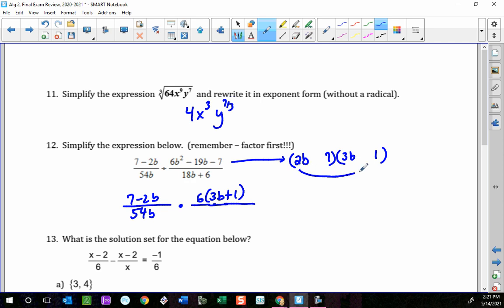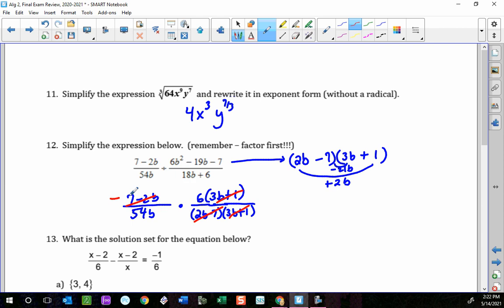So this part makes 2b. This part makes 21b. Oh, and that's 19. Negative 19 would be negative here and a positive there. So negative and positive. Alright, so 2b minus 7 and 3b plus 1. Alright, so we have this cancellation. We also can cancel this with this. They're opposites, so I put a negative sign.